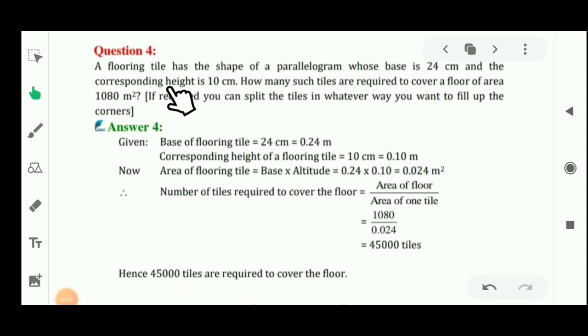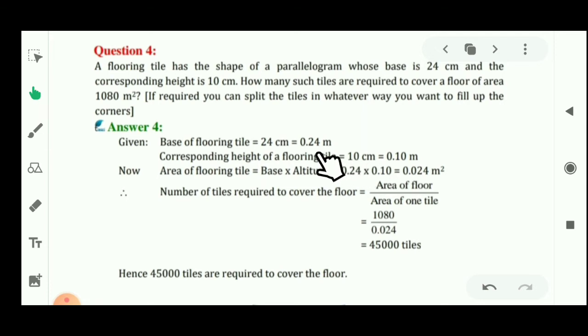Let's see the solution of question number 4, students. In this question, the base of one tile is given, that is 24 centimeter, and the height of the tile is given as 10 centimeter. So firstly we have to convert the base into meter, and then we have to convert the height into meter.